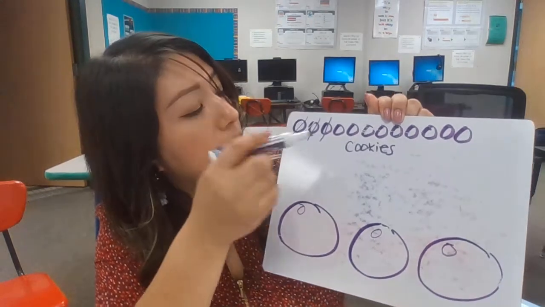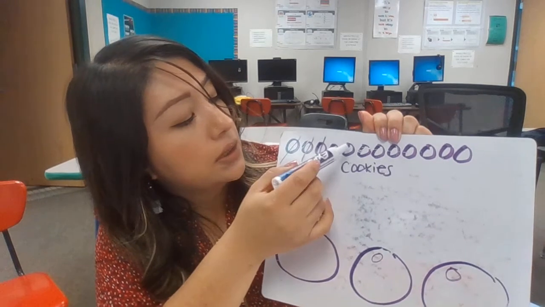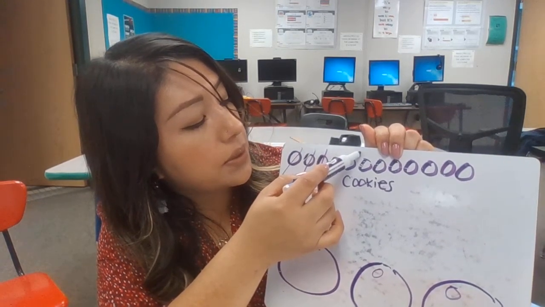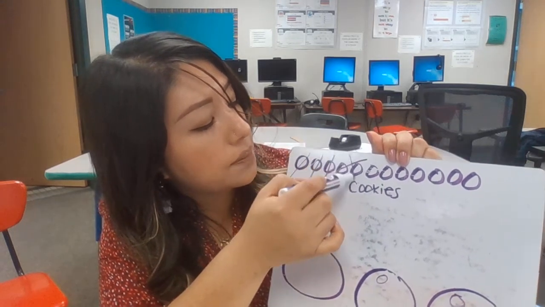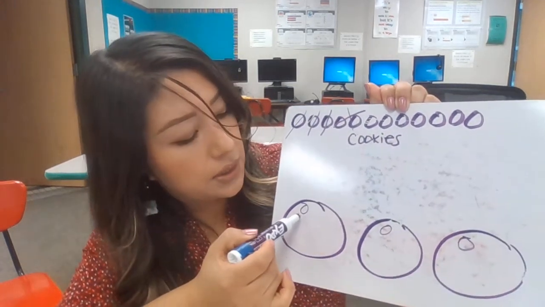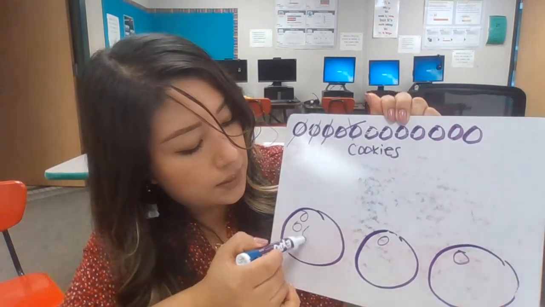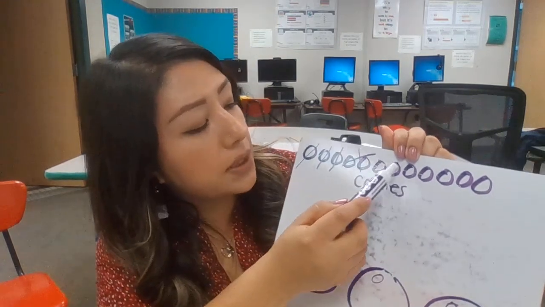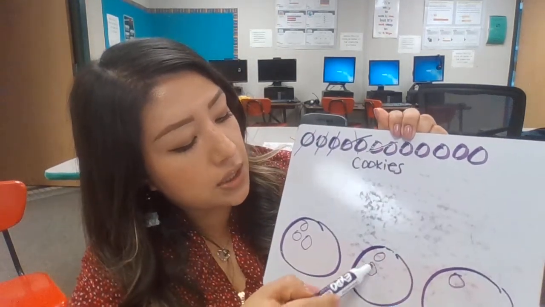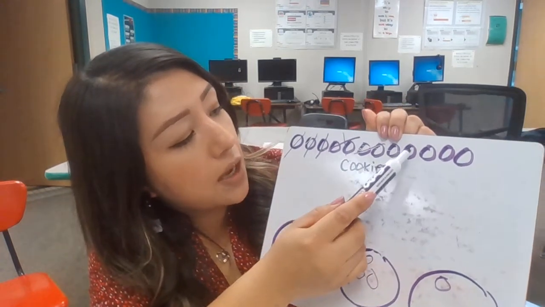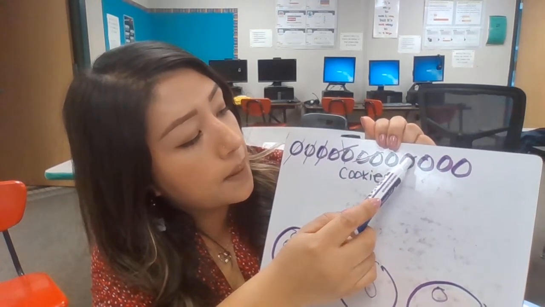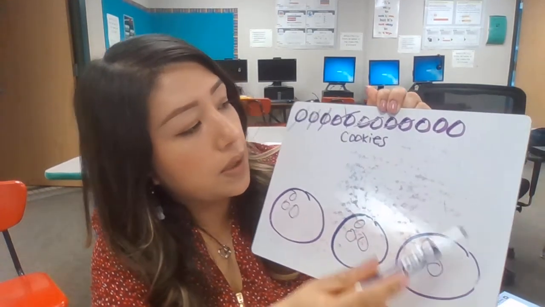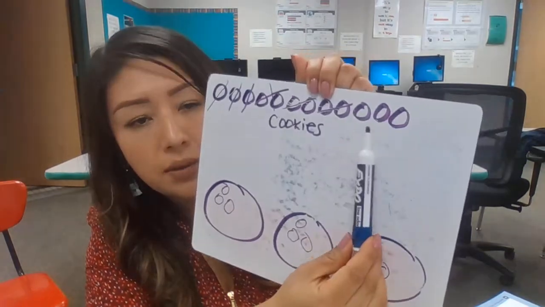You can do it one by one, or you can go ahead and skip on and do it by groups of 2 cookies. So this time let's do it by groups of 2 cookies. So I'm going to cross off 2 cookies and I'm going to put those 2 cookies into the circle of the first child. I'm going to go ahead and cross off another 2 cookies and I'm going to put it into the second circle of the second child. I'm going to cross off another set of 2 cookies and I'm going to put it into the circle of the last child.